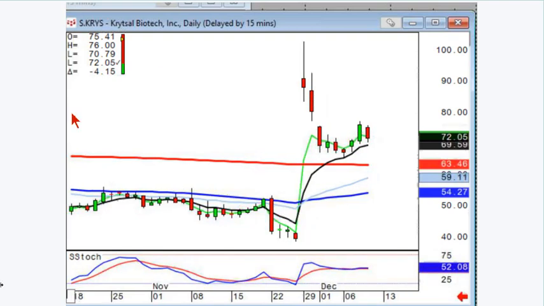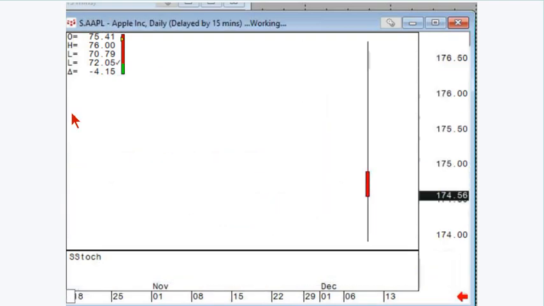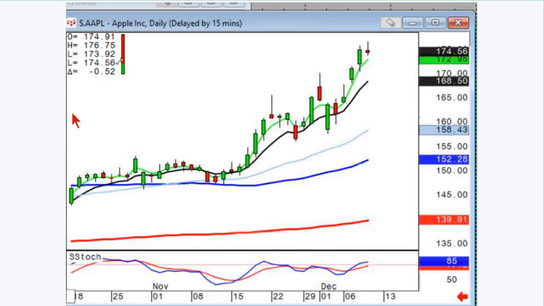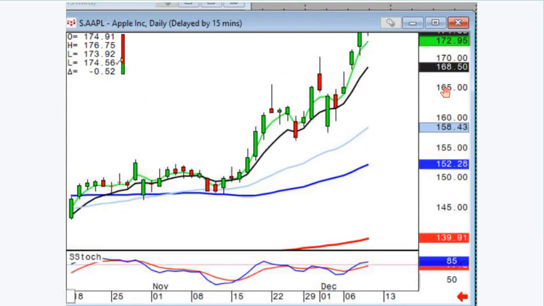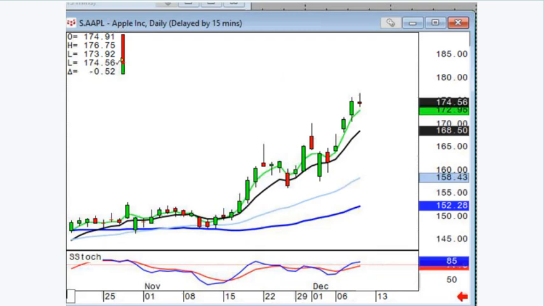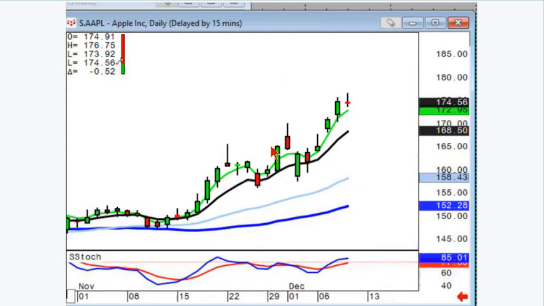Okay, Apple. Did a doji up here in the overbought condition. Simple. Put a stop just below today's low. If it opens lower and trades lower, they're selling it off.